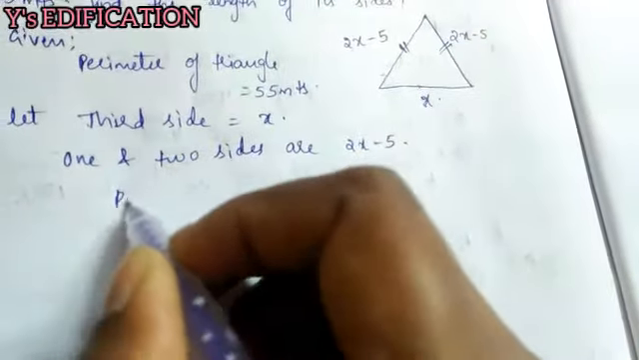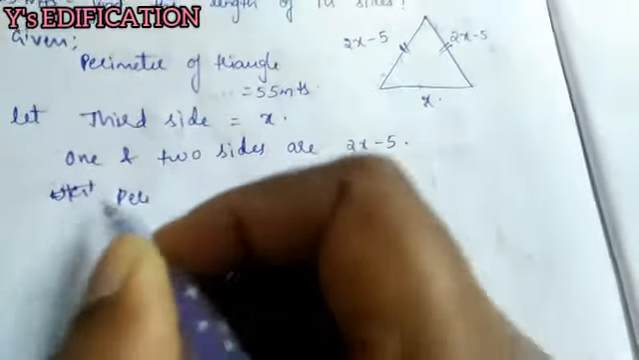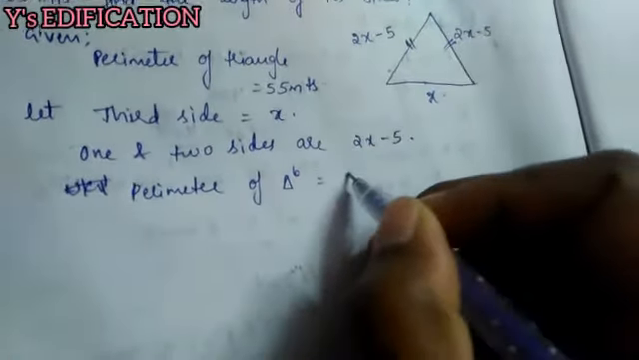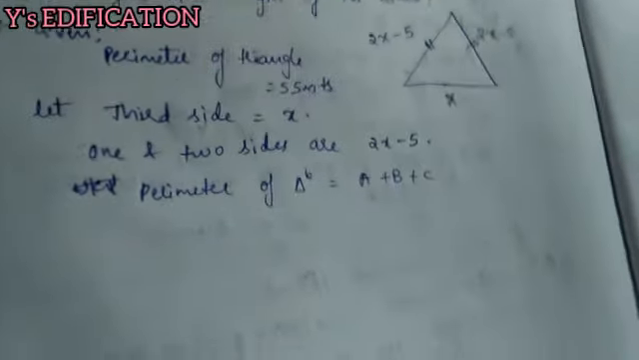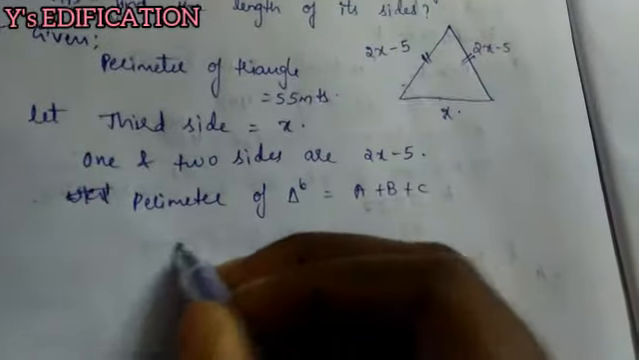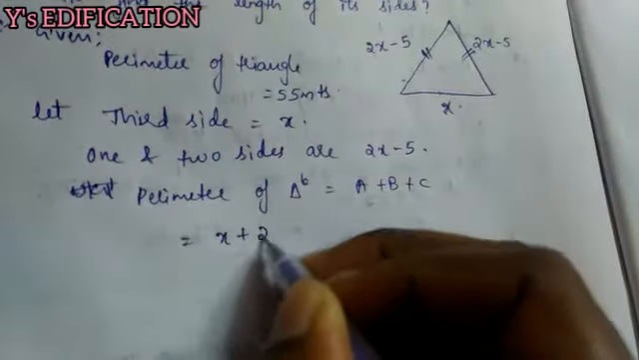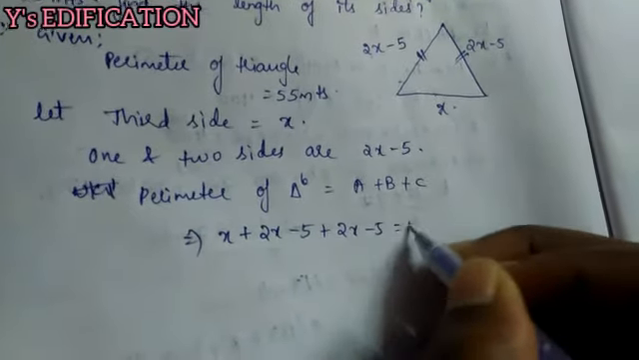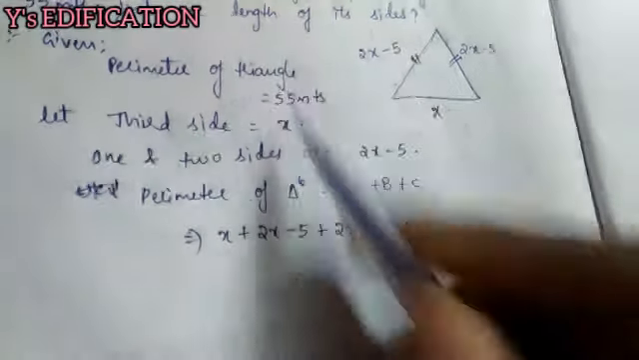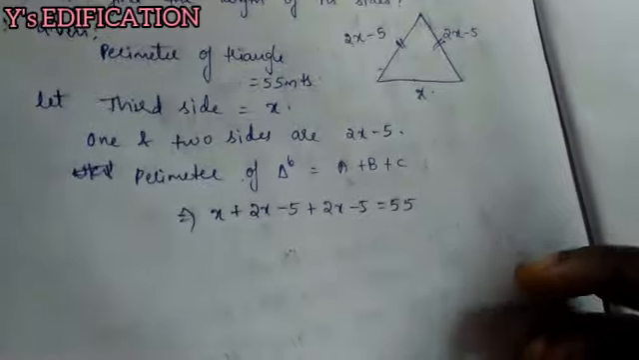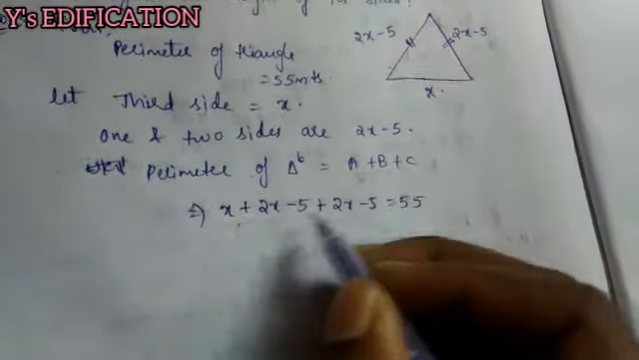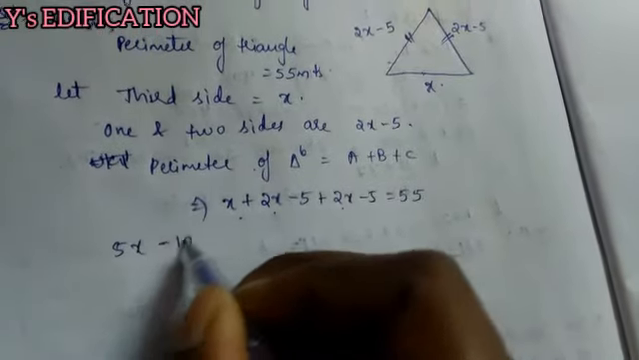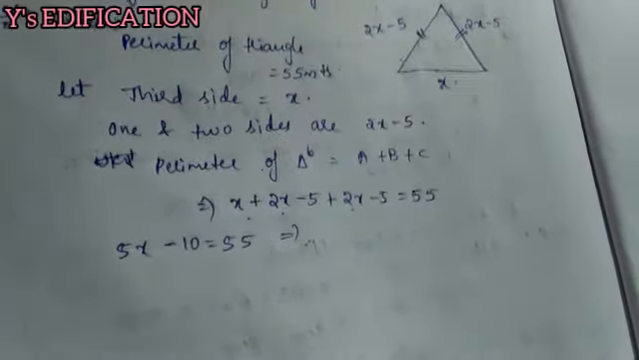So what we have to do? Perimeter of a triangle. We know that. What is the formula for the perimeter of a triangle? Perimeter of a triangle is equal to the sum of all three sides, a plus b plus c. So that means x plus 2x minus 5 plus 2x minus 5 is equal to 55. We have to equate, like we did in the previous sums. So x, 2x, 2x, that is 5x minus 10 is equal to 55.